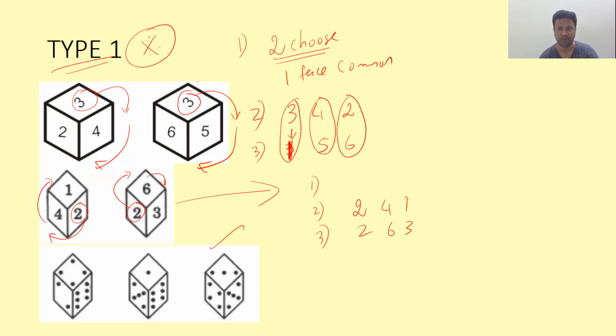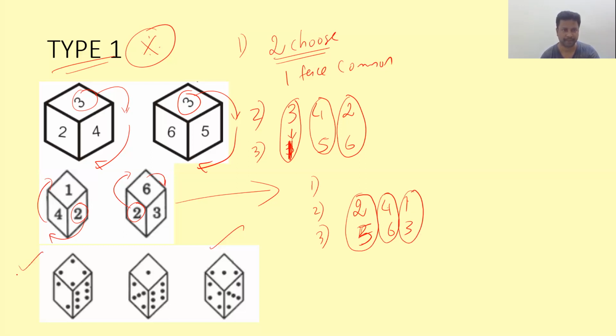Which is missing here? 1 is represented, 2 is represented, 3 is here, 4 is here, 5 is not there, 6 is here. So replace any one of the common with the missing. So I can say 2 and 5 are opposite to each other. And 4 and 6 are opposite to each other. And 1 and 3 are opposite to each other. Okay.